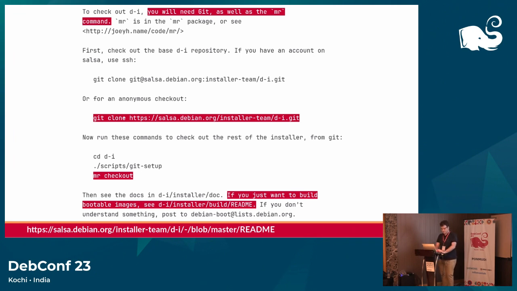If you read the README file, it explains that you will need git and the mr command to check out all the repositories. It gives an example of how to clone this meta repository, then run mr checkout. And if you want to build bootable images, there is a D-I installer build README.